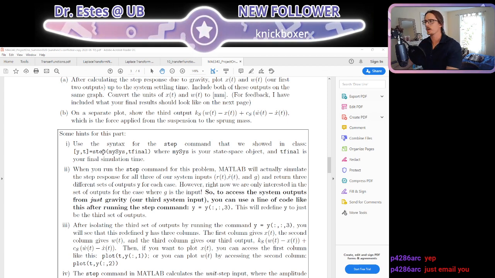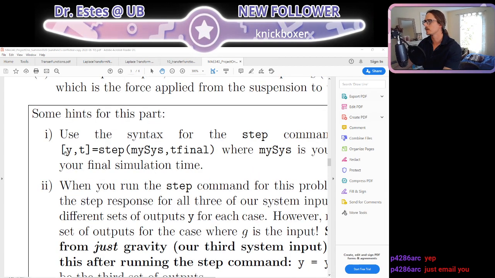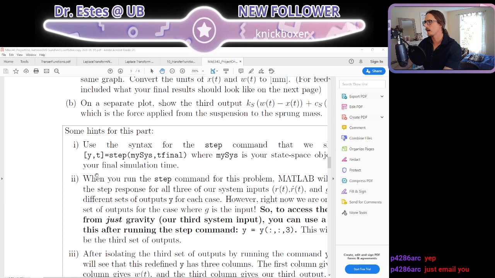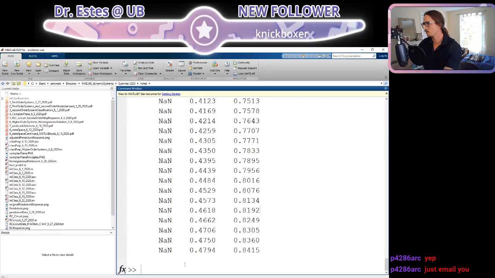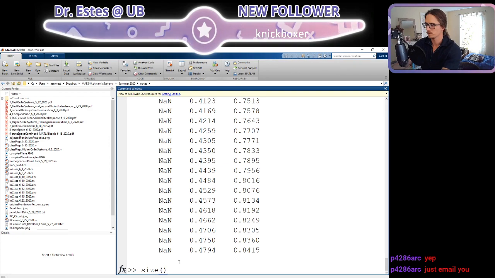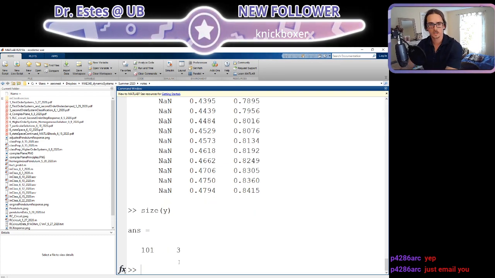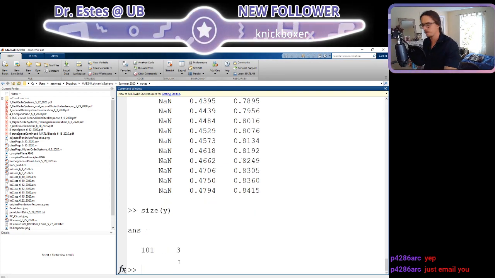Okay, how about you try... I'm curious about this. You have this y variable, right? That's what you're plotting. Can you check the size of Y? Like this. Just type size Y.